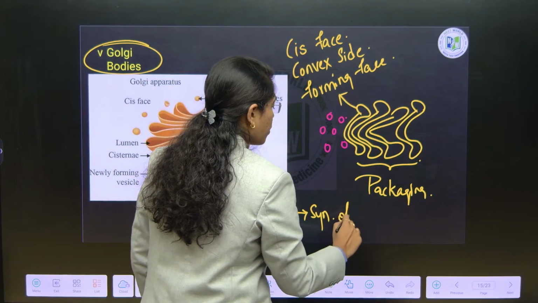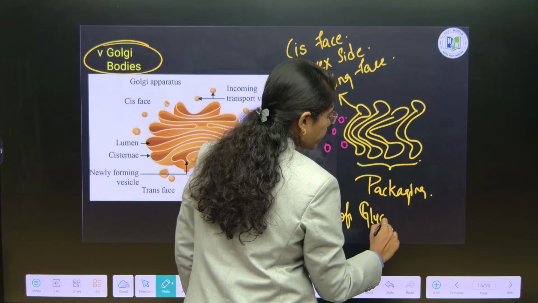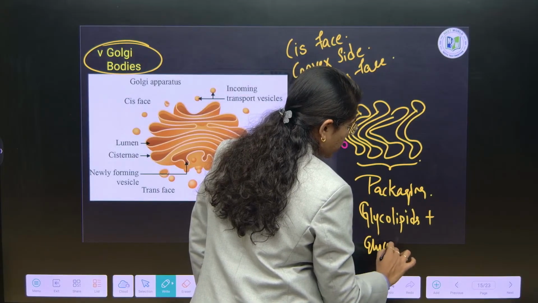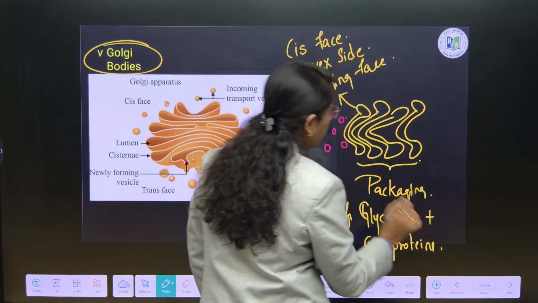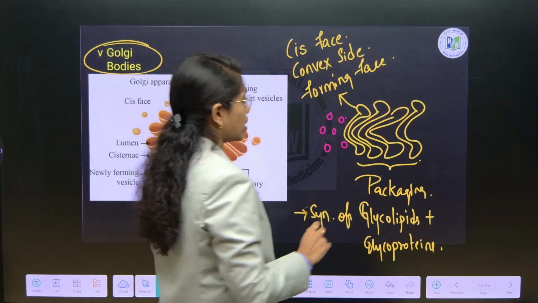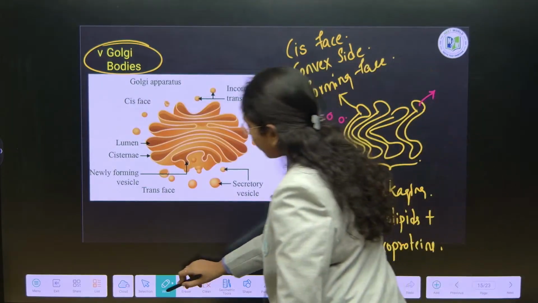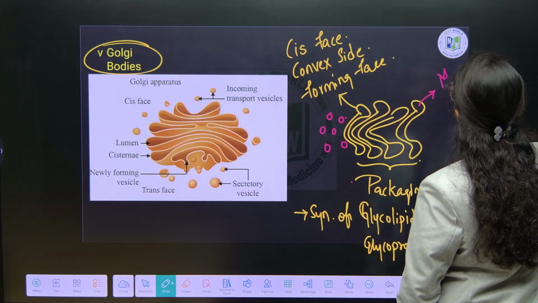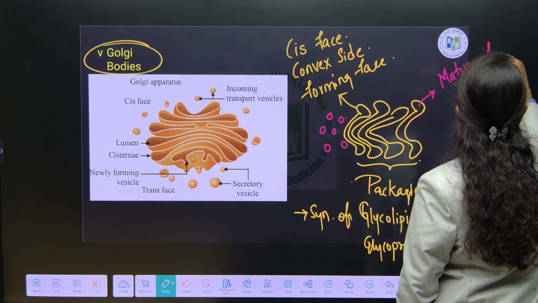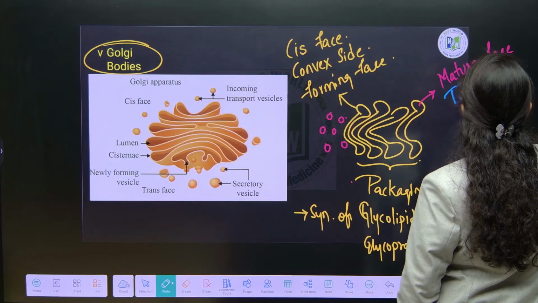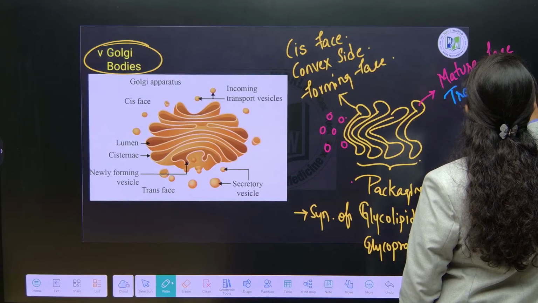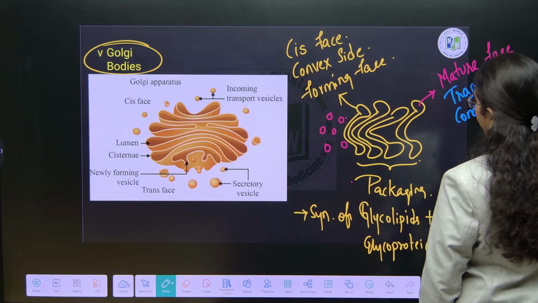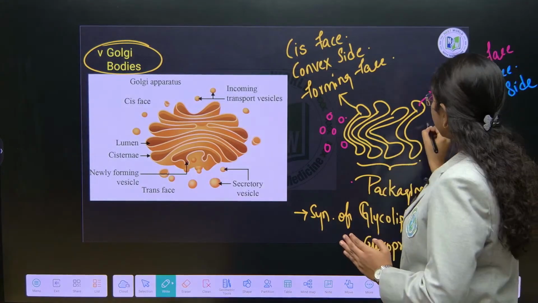Okay, packaging and synthesis of glycolipids and glycoproteins will occur inside the Golgi. Okay, glycolipids and glycoproteins from the mature phase or trans phase. Okay, the later phase is the mature phase or trans phase of Golgi, which is also known as the concave side. Fine. From this end all the vesicles will be released out.